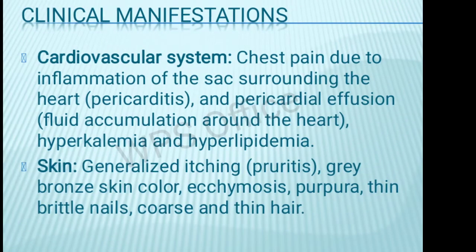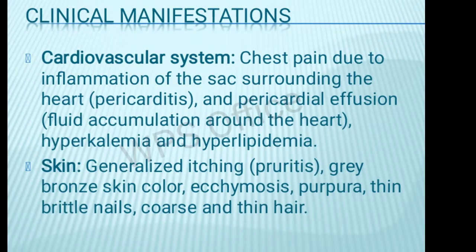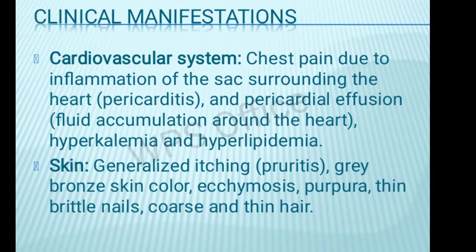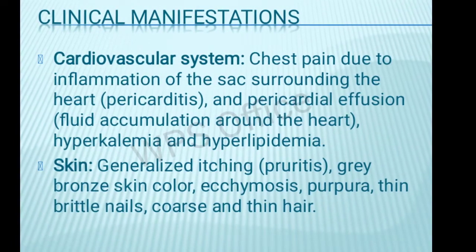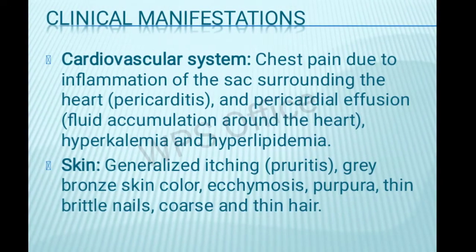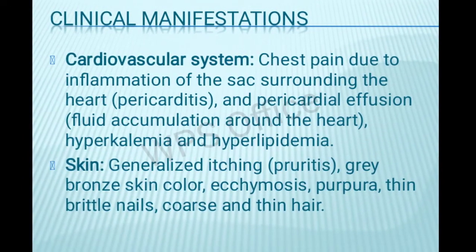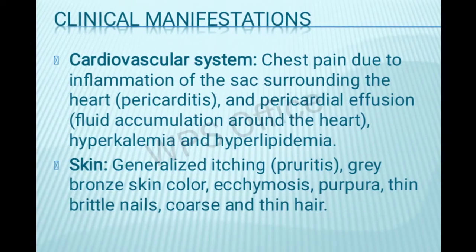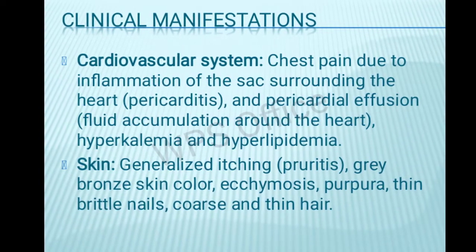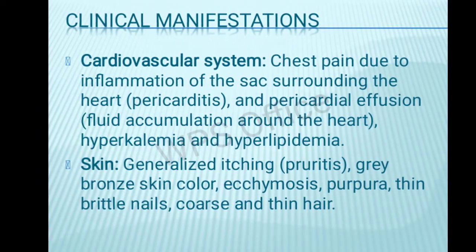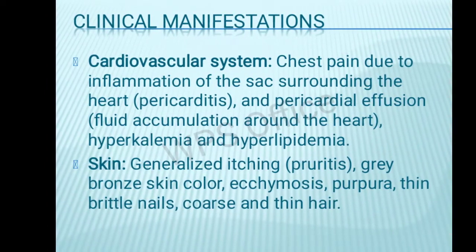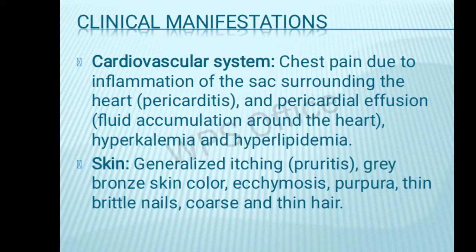Then under the cardiovascular system, chest pain, then pericarditis, that is inflammation of the sac surrounding the heart. Then pericardial effusion, that is a fluid accumulation around the heart. Then hyperkalemia and hyperlipidemia. Hyperkalemia means there will be increased amount of potassium. Okay, the normal potassium level in the blood is 3.5 to 5.5 milliequivalent per liter. So there will be more than 5.5 milliequivalent per liter in this case. Then hyperlipidemia, more amount of lipid.